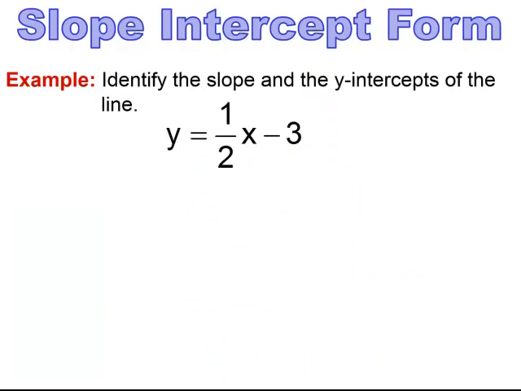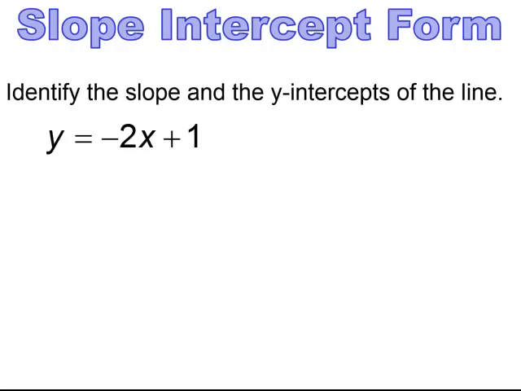So in this equation, y equals 1/2 x minus 3, we're asked to identify my slope and my y-intercept. In this case, it's already in slope-intercept form. So my slope is going to equal the 1/2, or the coefficient of x. My y-intercept, if I plug in 0 for x, is simply going to be -3. So the ordered pair for my y-intercept will be (0, -3). Pause and try.